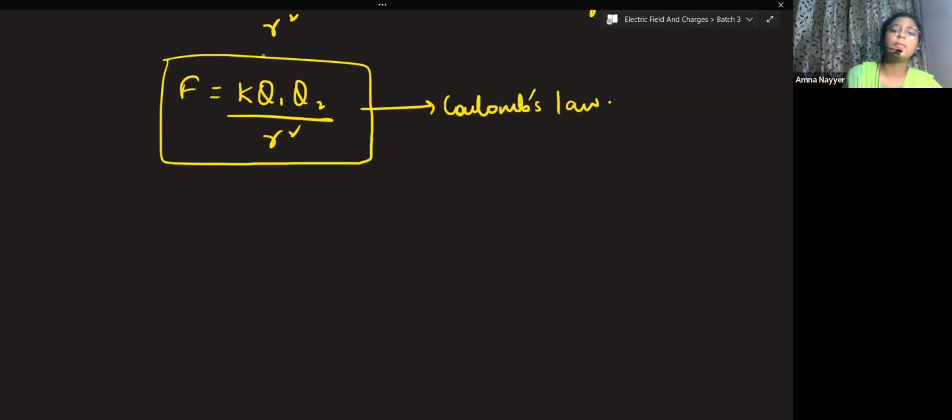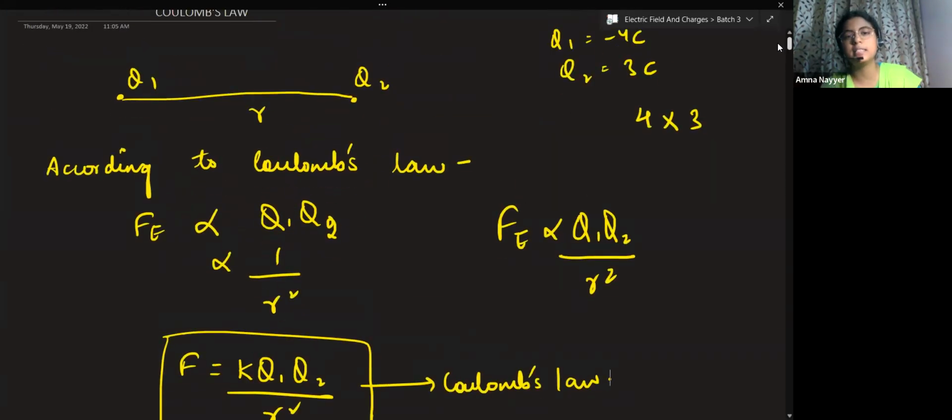So I am repeating it once again. What is Coulomb's law? Coulomb's law says that if you have two charges separated by a certain distance, then the electric force is given by the product of the magnitudes of the two charges, Q1 multiplied by Q2. So electric force is firstly proportional to this. Secondly, electric force is inversely proportional to the square of the distance separating them. This is the definition of Coulomb's law.